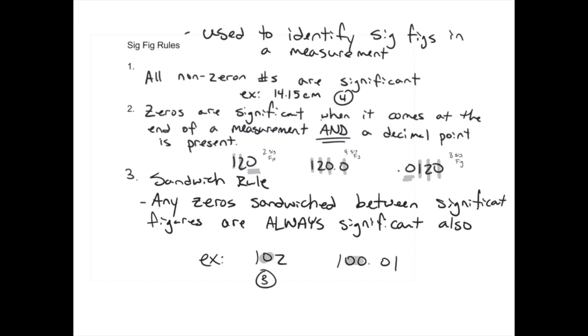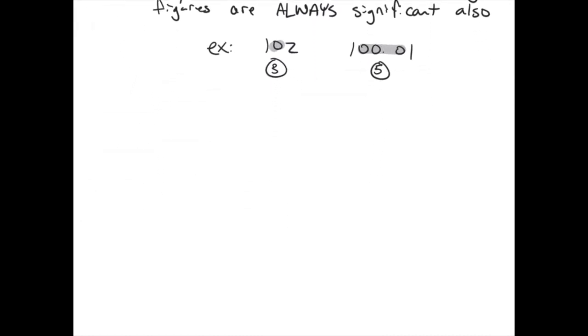And then on this one, you've got 3 sandwich zeros. It doesn't matter how many zeros are between non-zero numbers, they're all significant. So that means that there are 5 sig figs in this number. Now you might be asking yourself, how in the world can some of the zeros be considered significant while others are considered not significant? And it has to do with how the measurement was taken.